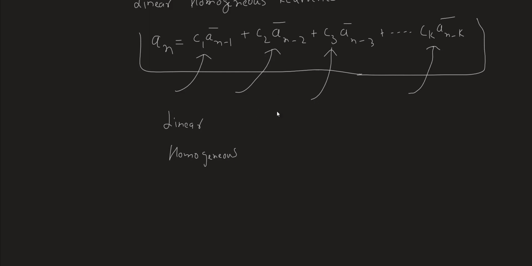Then the degree of the equation, or the order, is represented by how many steps you have taken back. So this means 1, this means 2, and this means 3, and n minus k means you have taken k steps back, so the degree is k.